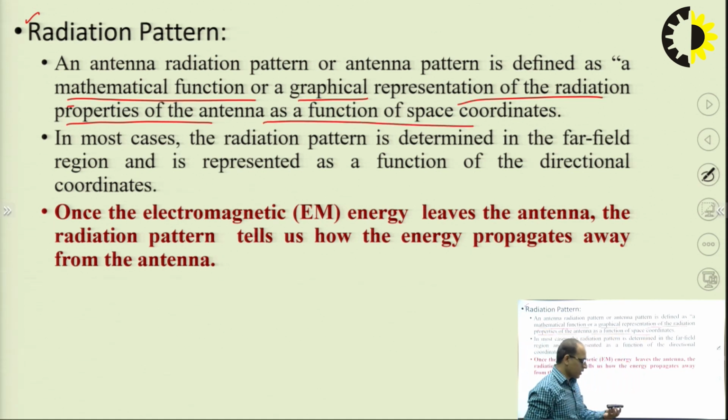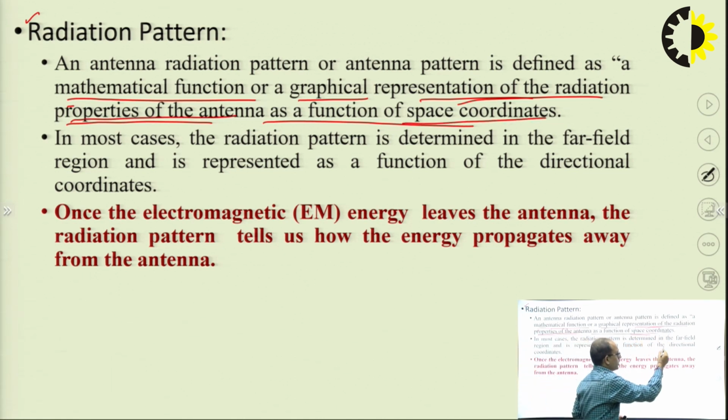coordinates. Let's say this is the antenna, and this antenna produces radiation in the whole space, or in some particular direction. There will be a graphical representation showing at what intensity this antenna will produce radiation in this direction, or in this direction, or in this direction. So there will be a graphical representation of the radiation properties of the antenna as a function of the space coordinate system, means as a function of what?